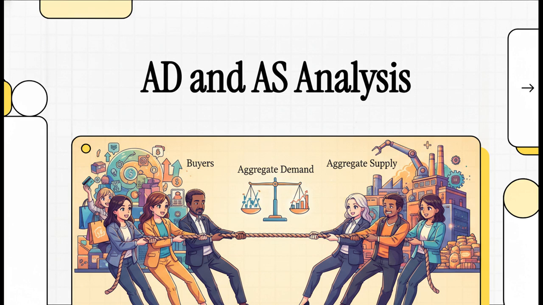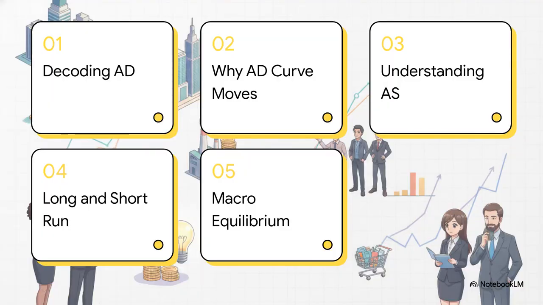Look, if you want to understand why economies boom, why they bust, and how they actually grow, this is your master key. We're going to build this macroeconomic model step by step. First, decoding aggregate demand. Second, why the AD curve moves. Third, understanding aggregate supply. Fourth, the long and short run. And finally, finding macroeconomic equilibrium.